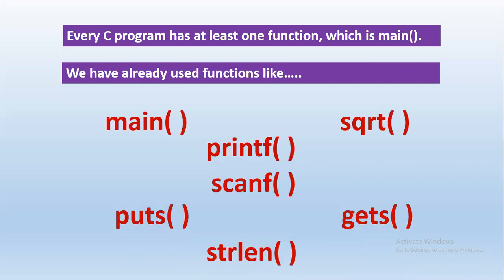Along with that, we have main, many times printf, scanf, puts, gets, string manipulation functions, string length, string copy, string compare, string n copy, string n compare, and so on, string concatenation. All these functions we have used, right? So what is the difference between these functions and the ones we are going to discuss? So that is the type, right?